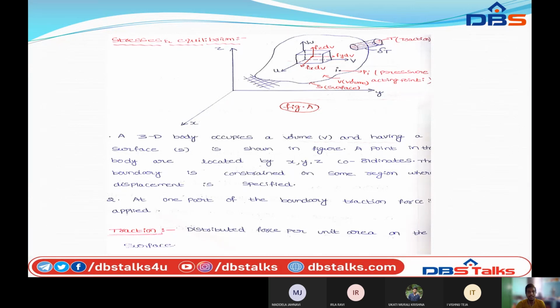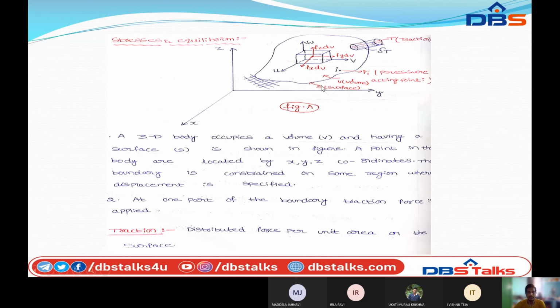It already has a tractional force. We already know that the traction is a distributed force per unit area. It has three directions, or three dimensions. Similarly, instead of x, y, z, I am taking components u, v, w. The body forces will be fx dV, fy dV, and fz dV. Here, dV is the differential of volume V.